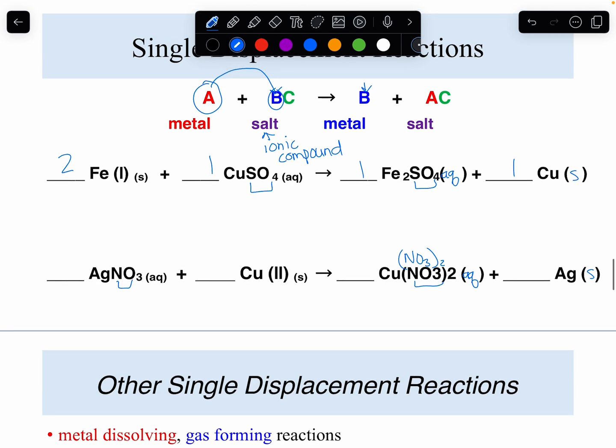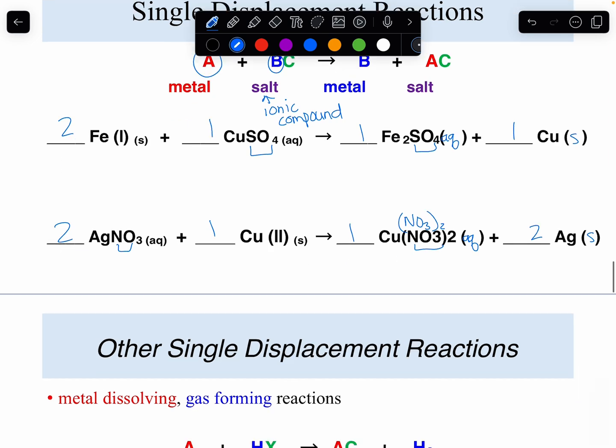Just like I like to look at this NO3 and this NO3. There's two sets of NO3, so there's 2 over here. I have one Ag now on that side, so I want to balance that out. I have one copper, so I'm just going to fill those in with 1s. Again, you could leave those blank.